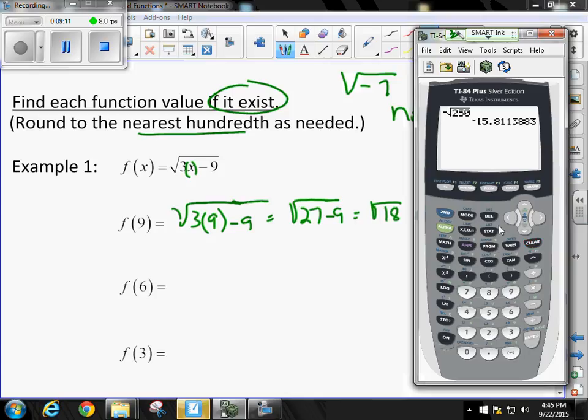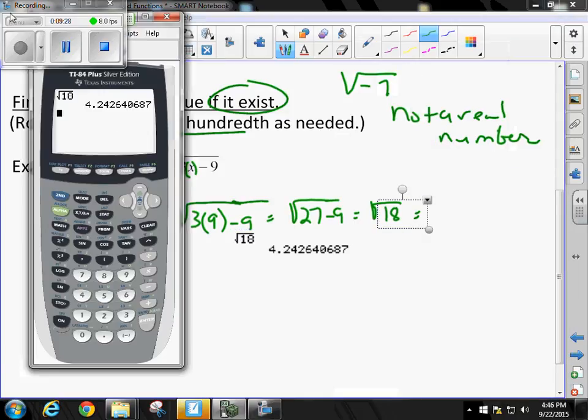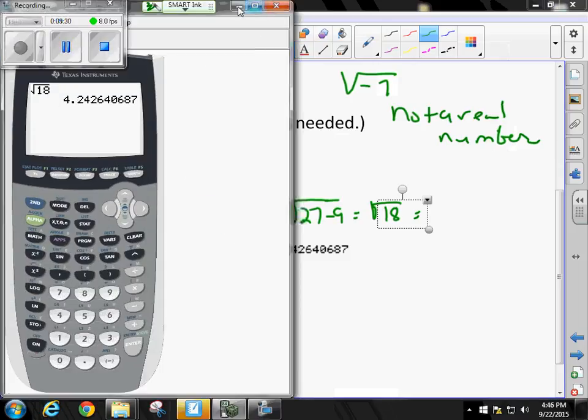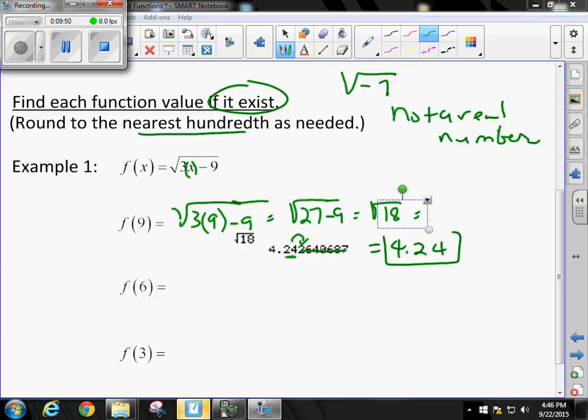Square root of 18, second square root of 18. That gives me that. I'm going to pull it out so that I can round it off to the nearest hundredth. When I round it off to the nearest hundredth, that means I'm keeping 2 decimal places. So I look out at the third one, and the third one is a 2, so I'll just lop all the rest of that off. So it will be 4.24. Final answer for that one.